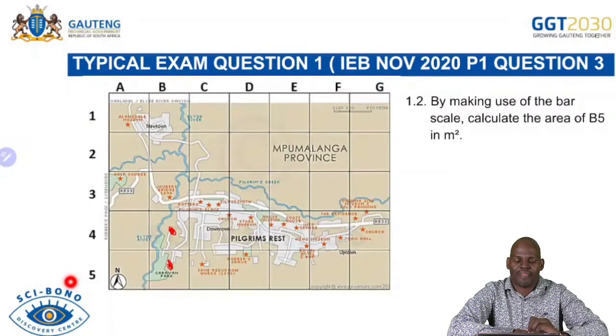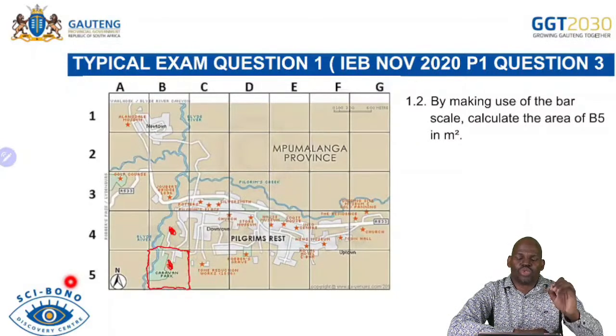That is B5. They want us to calculate the area of this block. If you look at the shape of the block, it's actually a square, or it's more or less a square, but we need to do the measurement just to be sure that indeed it's a square. Right, but the dimensions are not indicated. So it means we need to measure the length and the breadth of the block.